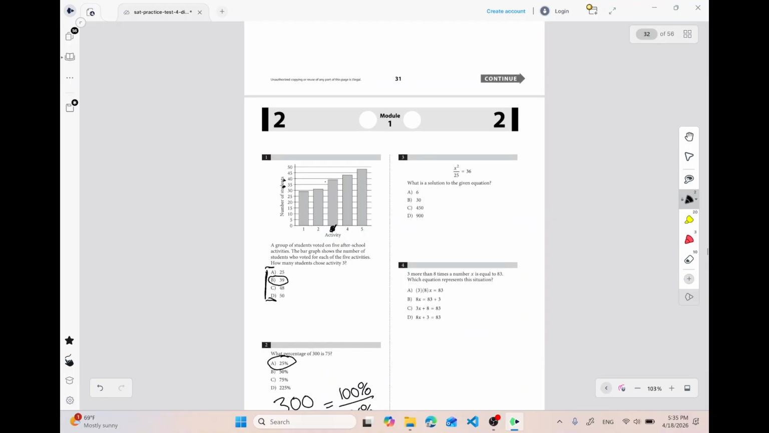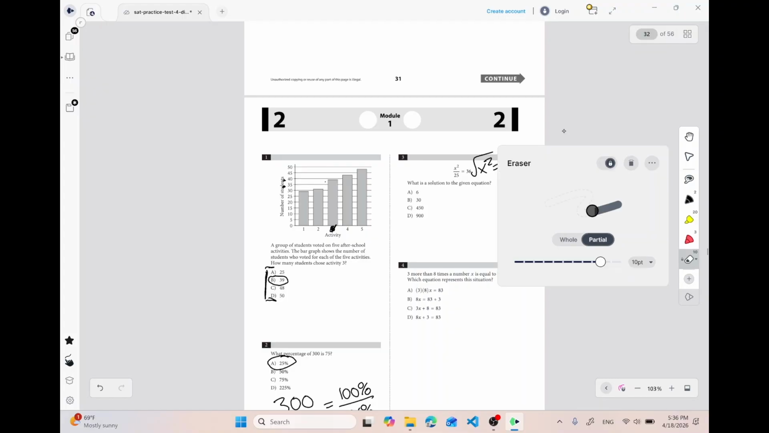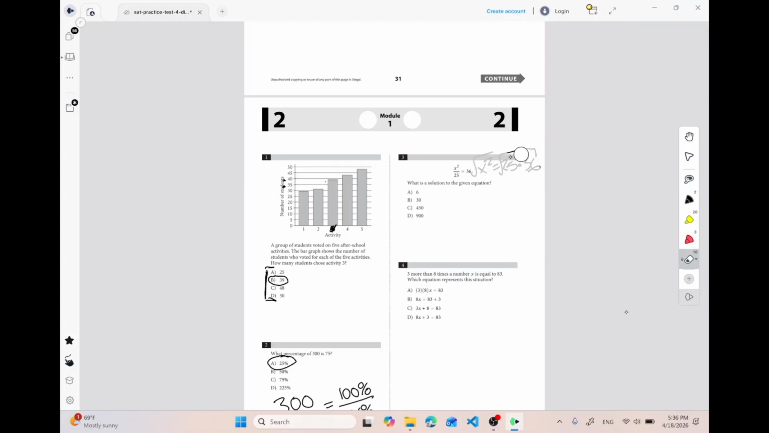Problem number 3. What is the solution to the given equation x squared over 25 equals 36? So the way that would take you more time is you multiply both sides by 25 and then you take the square root of both sides. You need to plug this into your calculator because if you're like me, you don't know what that is off the top of your head. But an easier way to do it is to recognize that you can just take the square root of both sides in the form it's in to begin with.